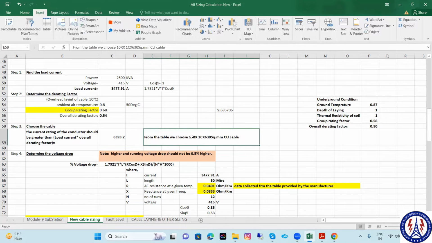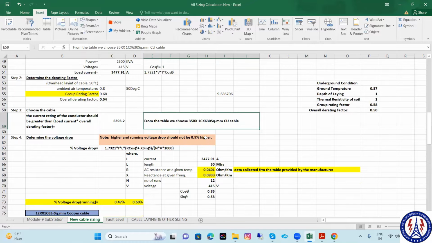10 runs means 10 for R, 10 for Y, 10 for B. And if your neutral is half, then 5 runs for the neutral. If it is full, then 10 for that. So basically 35 runs, 35 runs single core. Combining all the runs, combining all the phases.